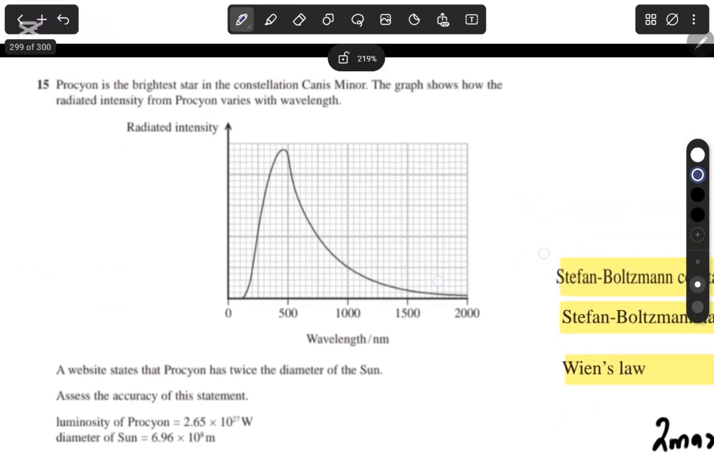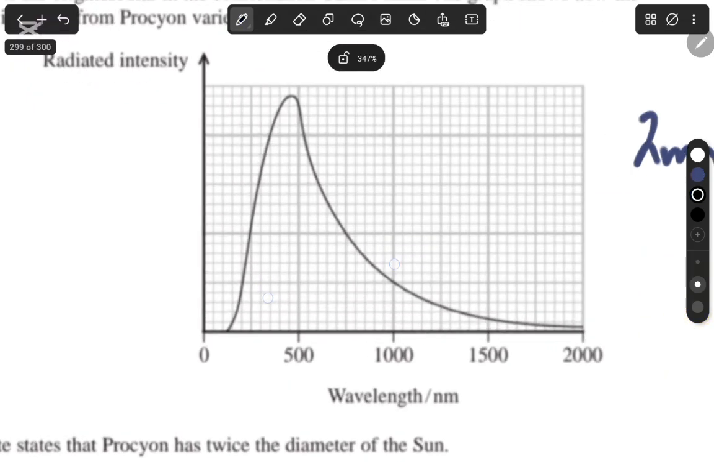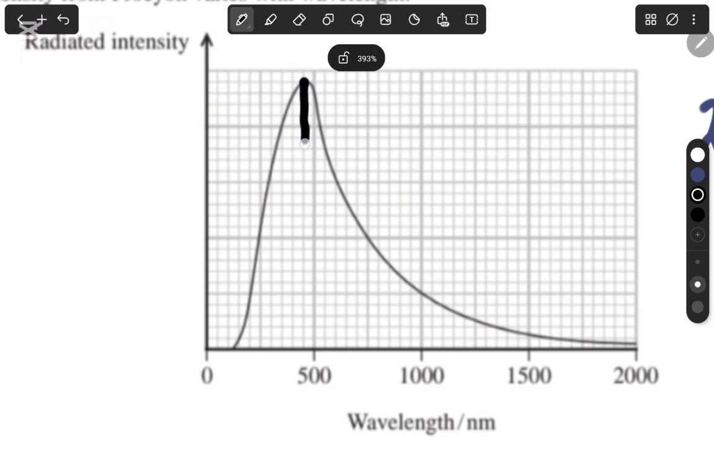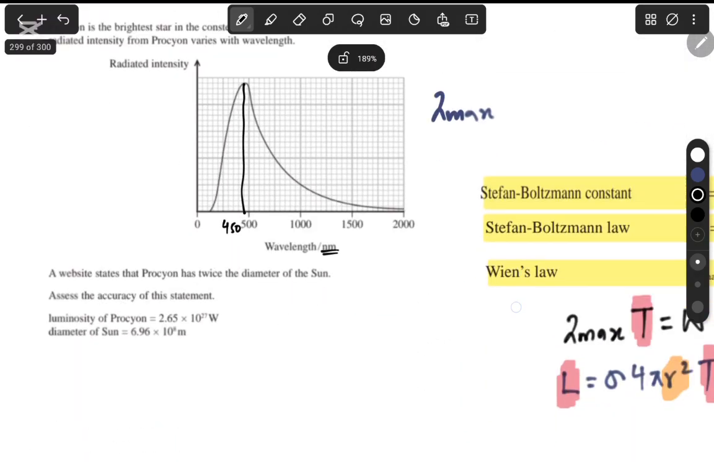So let's see the graph first. Now, remember, this lambda max doesn't mean that lambda is maximum. It means the lambda value at which the intensity is maximum. So we're going to see where the intensity is maximum. It's going to be right around here. Be careful of the units. It's nanometers, so it's going to be 450 nanometers.